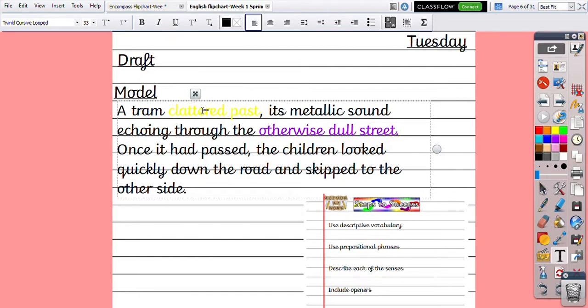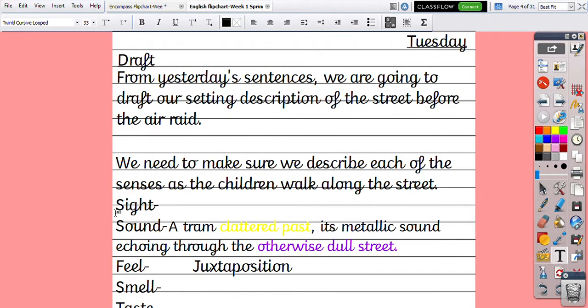I want you to now have a go, after you've seen my model, at drafting your setting description, remembering that you are using all of your senses. Have a go if you want a challenge at using this idea of juxtaposition that we've included today.